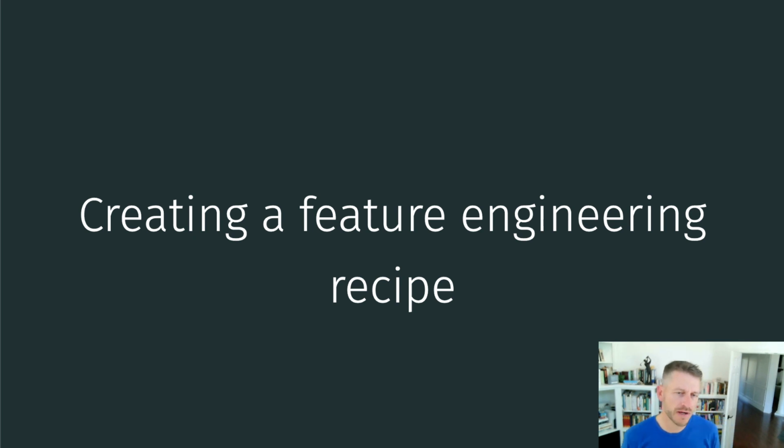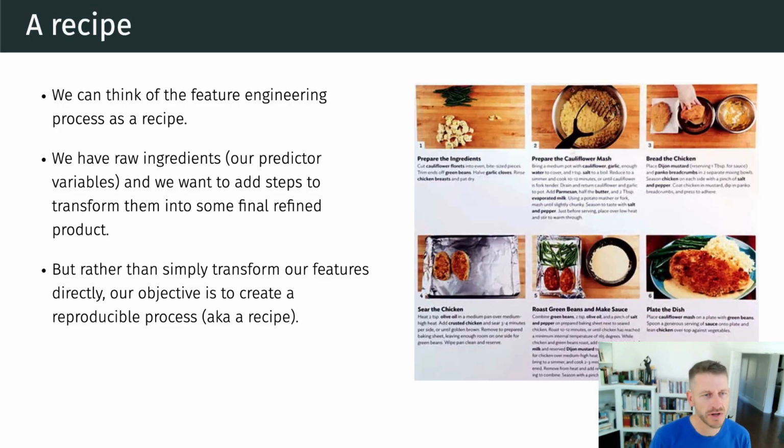All right, so let's talk about how we should be thinking of feature engineering. Really, what we should be doing is thinking about feature engineering similar to how we think about recipes. In this case, we have raw ingredients, which would be our predictor variables, and we want to add certain steps to refine those raw ingredients in order to create some kind of final output or refined features that we can then train a model on.